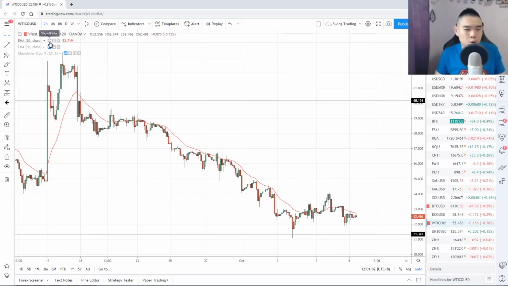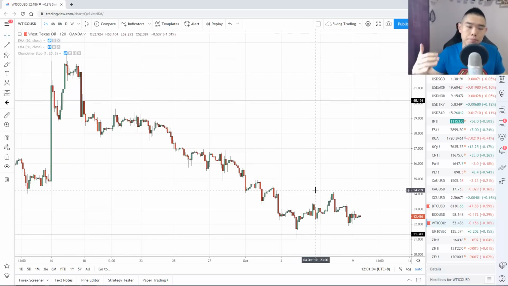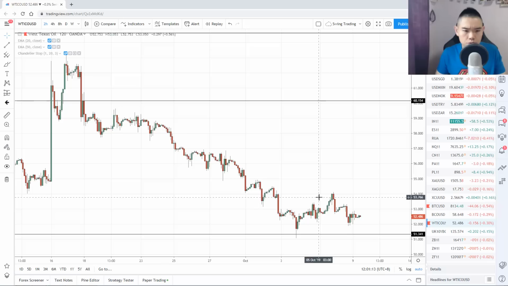So that is just a quick tip for you. Whenever you want to buy a breakout with a build up, you can use the 20 MA to give you a clue to when the market is ready to break out. So this is crude oil.